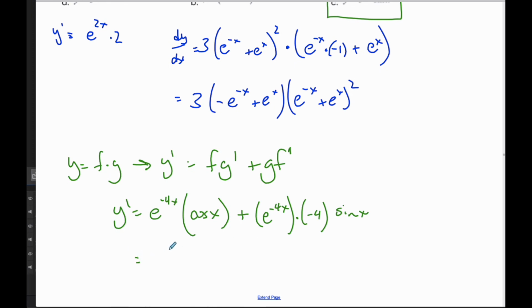If I want to tidy this up a little bit, I can recognize that here is a common factor, so I can pull out an e to the minus 4x. When I do that, I have a cosine of x minus 4 sine of x. Being able to factor that will often make further calculations easier. So there's your introduction to derivatives of e to the power of x.